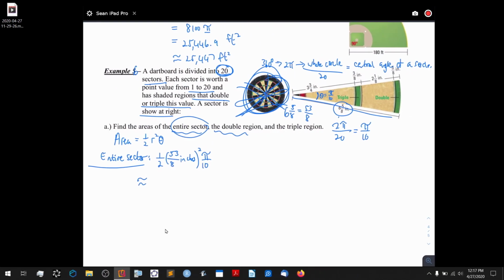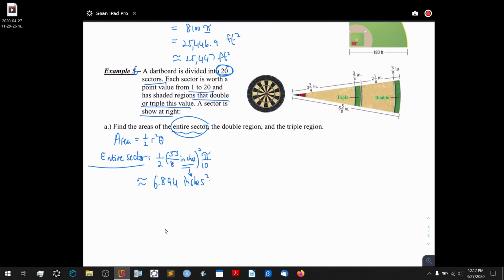Let's round to the thousandth. 6.894 inches squared, because I squared my inches right here. All right, 6.894 inches squared. That's the entire sector. All right, that's fine. Let me erase some of the scratch here that we no longer need, and here's the next question, and then I'll stop.